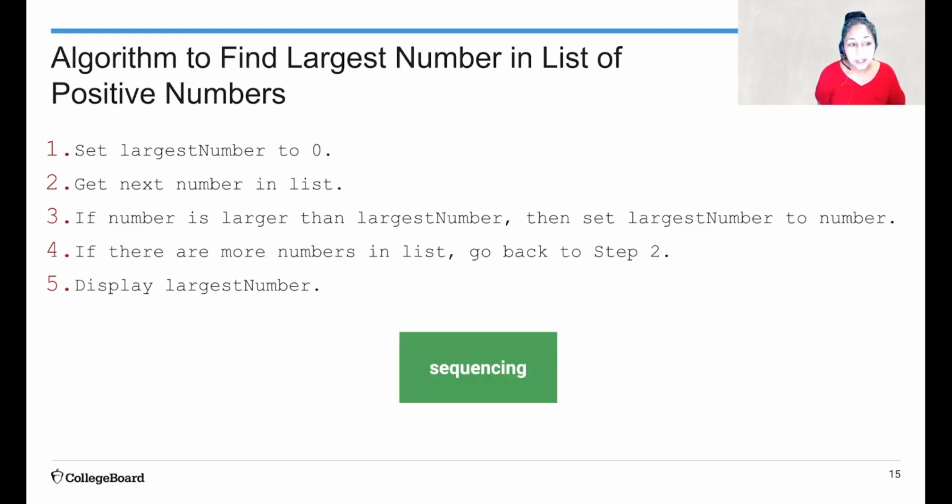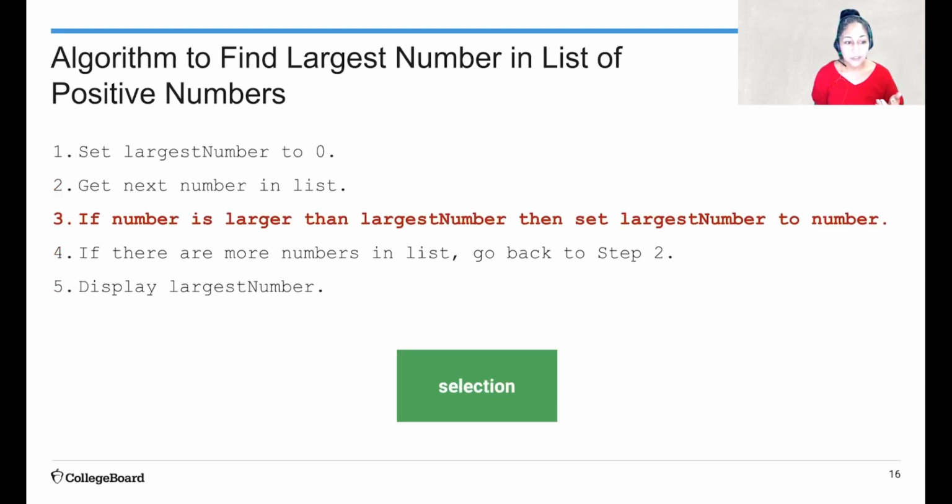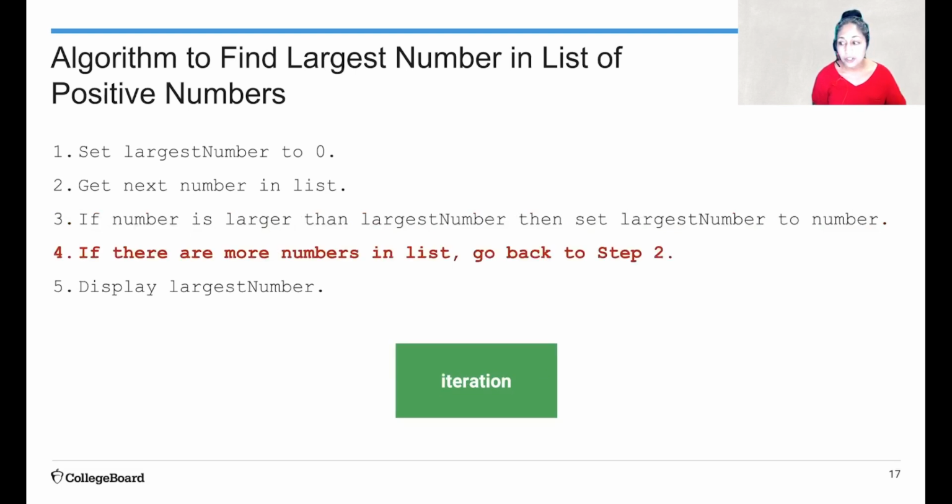So I have sequencing because I have each of these in very specific steps. I'm going to do this, then I'm going to do this, then I'm going to do this. I have selection on step 3 because depending on that outcome, if the number is larger than my largest number, then I'm going to set my largest number to that. And I have iteration or repetition because if I still have more numbers, I'm going to repeat some steps until I finally have no more numbers left.